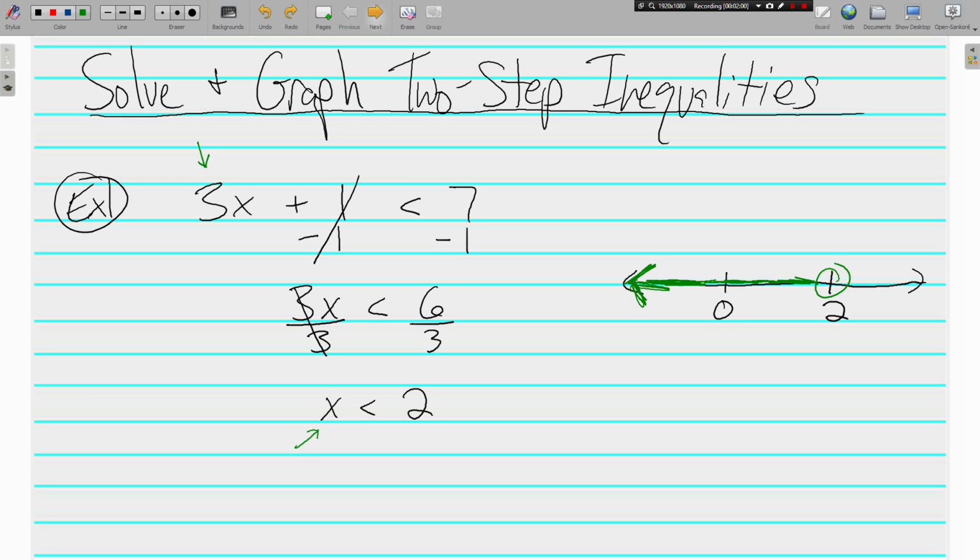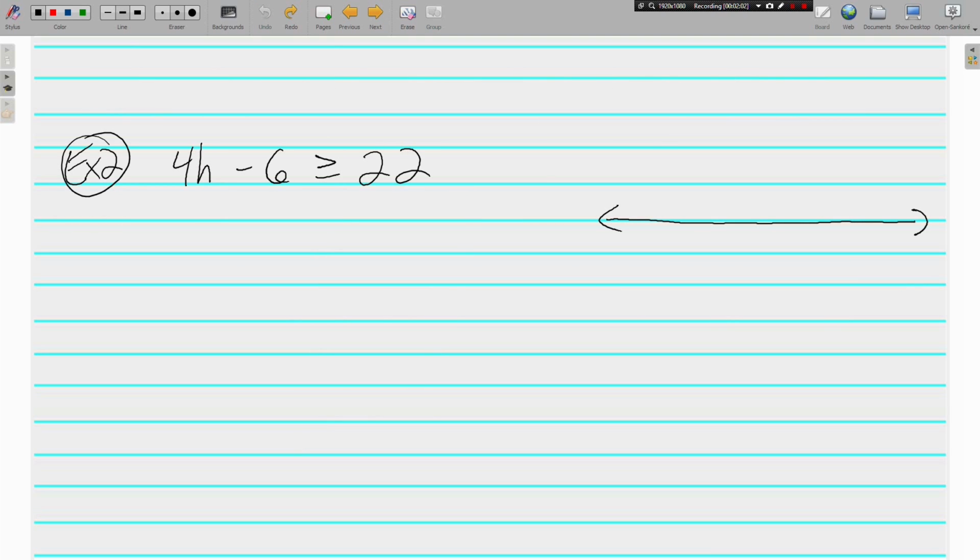Let's do another. Let's do 4 more. How about that? It'd be fun. 4h minus 6 is greater than or equal to 22. We're going to start by adding 6 to both sides. And we get 4h is greater than or equal to 28. Divide both sides by 4. And we have h is greater than or equal to 7.